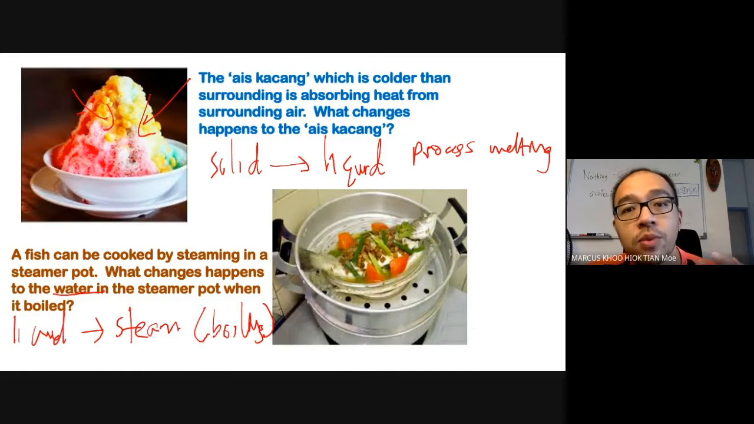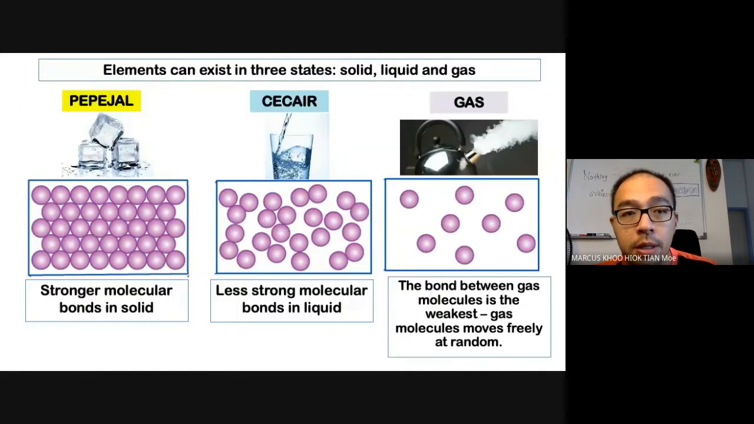But in physics now, we call this word melting and boiling a different word, which is what I want to introduce to you today. Okay, so let's recap a little bit. Elements can exist in three states, okay, which is solid, liquid, and gas. We call these three, solid, liquid, and gas, the three states of matter.